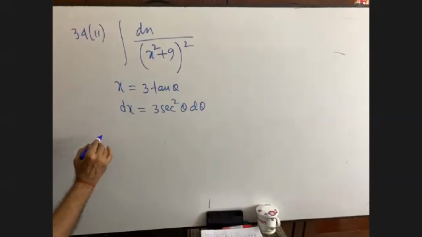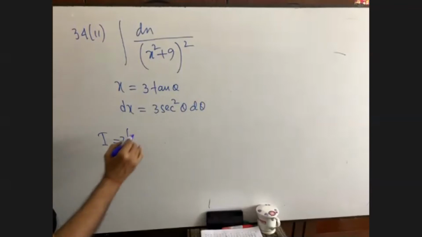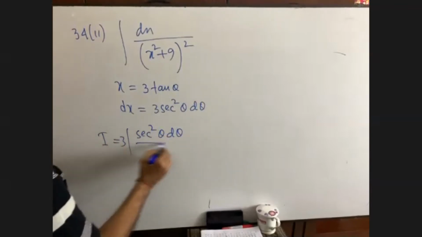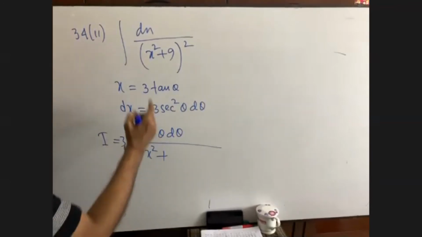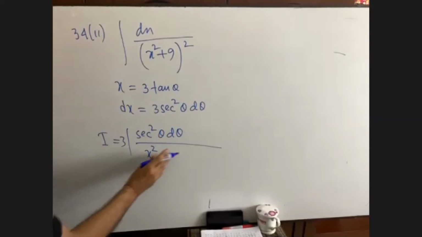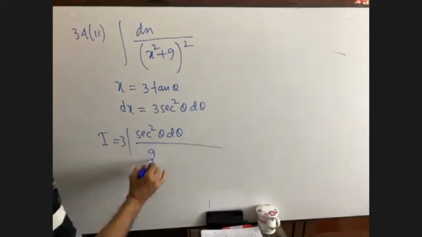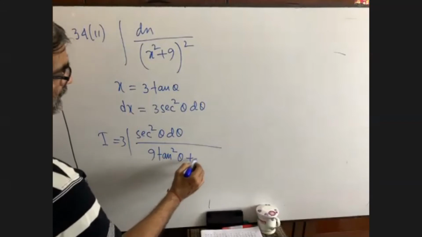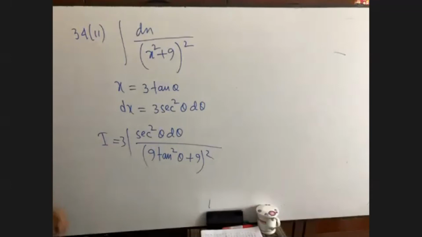That means we are getting I is equal to 3, dx equal to sec square theta d theta by x square plus, I'm sorry, what is the value of x? 3 tan theta, that is 9 tan square theta plus 9 whole square. Talk to me if any of you fails to understand.